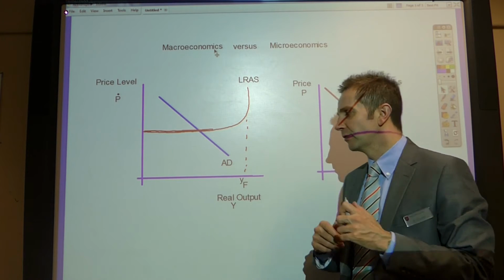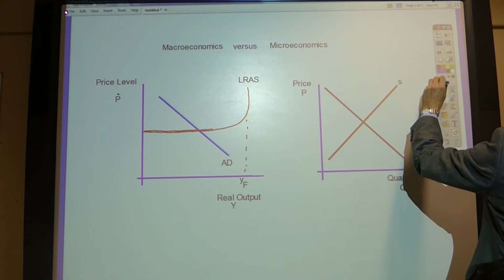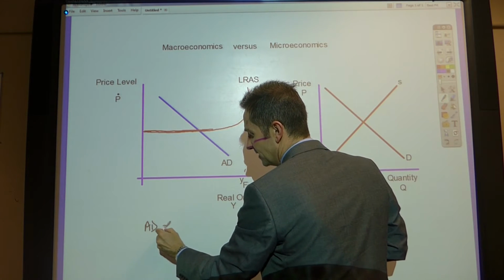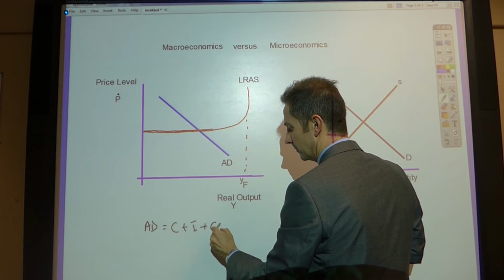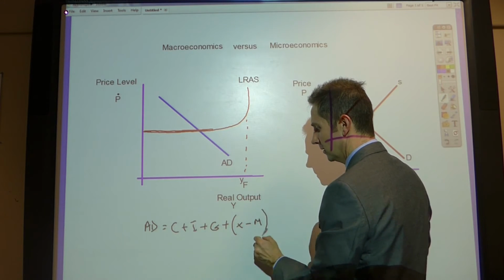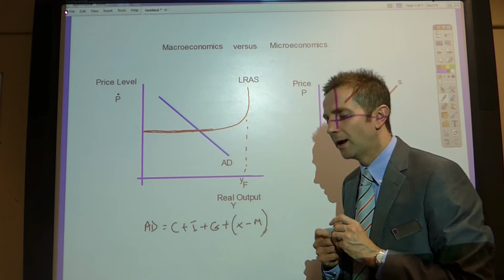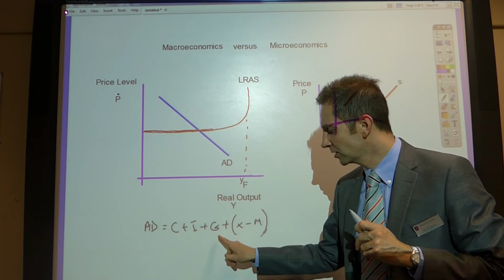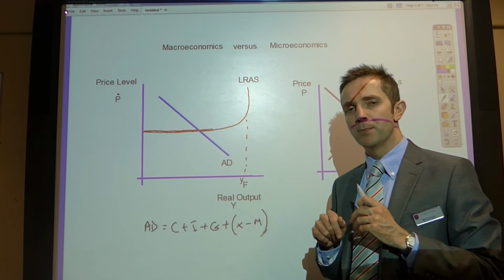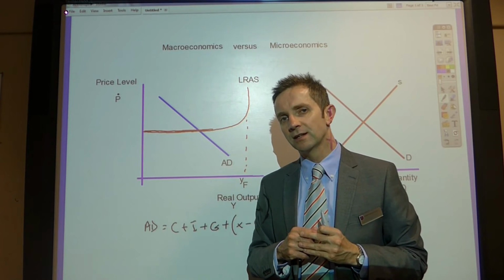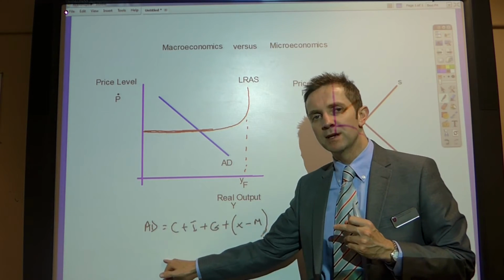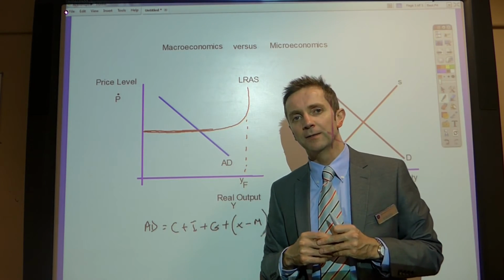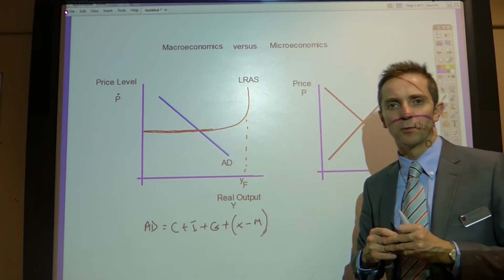And there is an equation for aggregate demand which I was asking my class to repeat to me as they were leaving my lesson yesterday. And it is that AD is equal to C plus I plus G plus X minus M. Consumption, investment, government expenditure, exports, imports. Now I'll go through that in more detail in another video, but that is what we mean by aggregate demand. And as you can see, it slopes downwards from left to right in the same way that the micro demand curve slopes downwards from left to right.